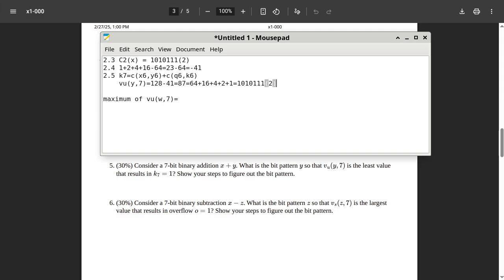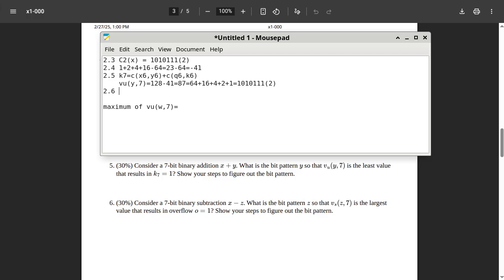Wait, that looks awfully familiar because it is also the answer to 2.3. Not by accident, it is actually by design. All right, to 2.6.